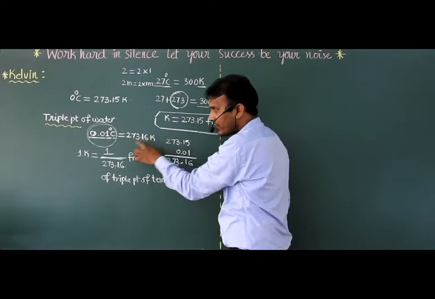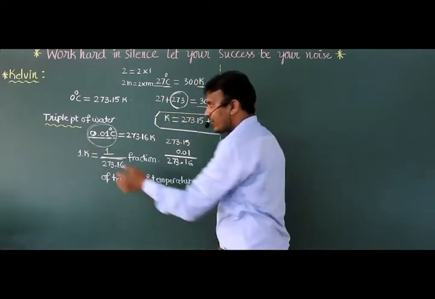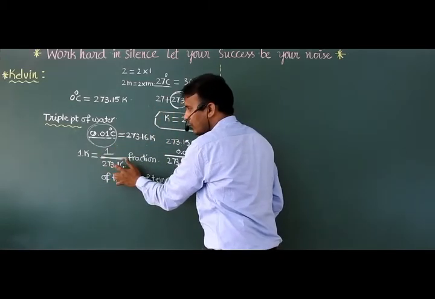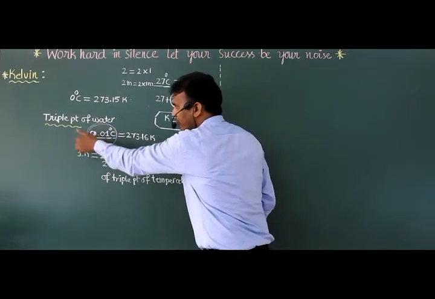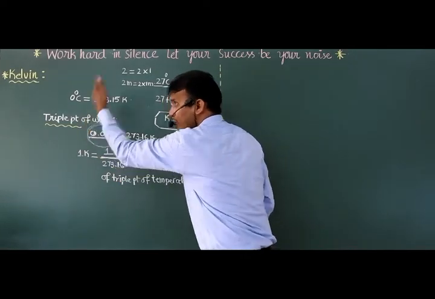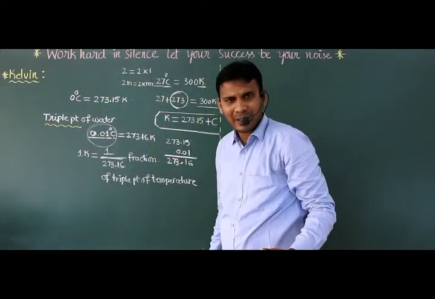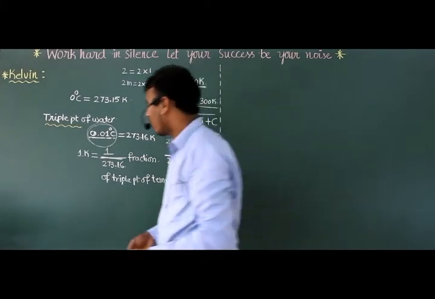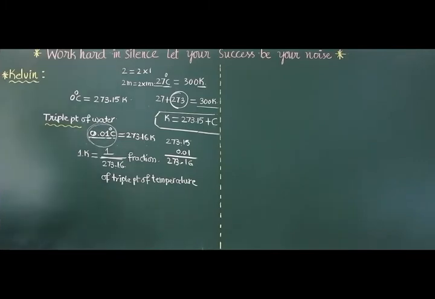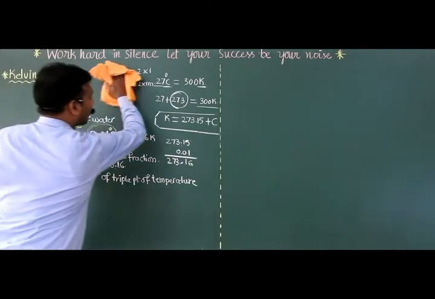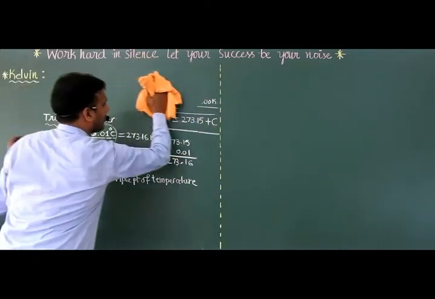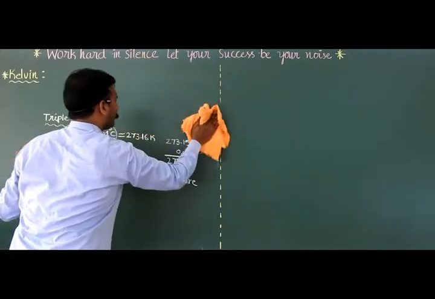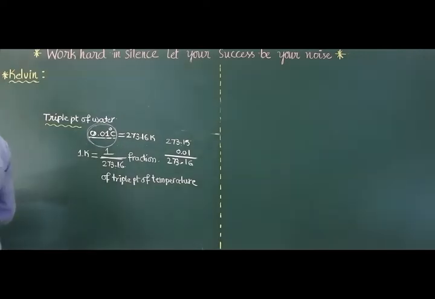From this I am writing 1 Kelvin. 1 Kelvin is equal to 1 upon 273.16 of what is this? This is water, triple point water temperature. So that is the definition of 1 Kelvin. Okay? Now I hope it is clear. Now I will write the definition of Kelvin. Please write down.